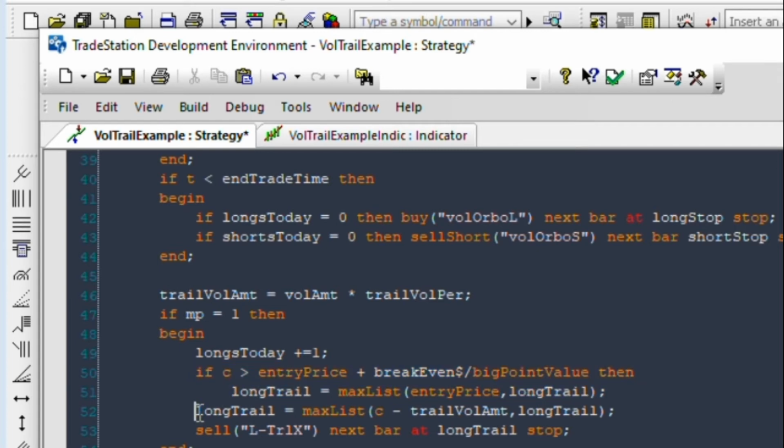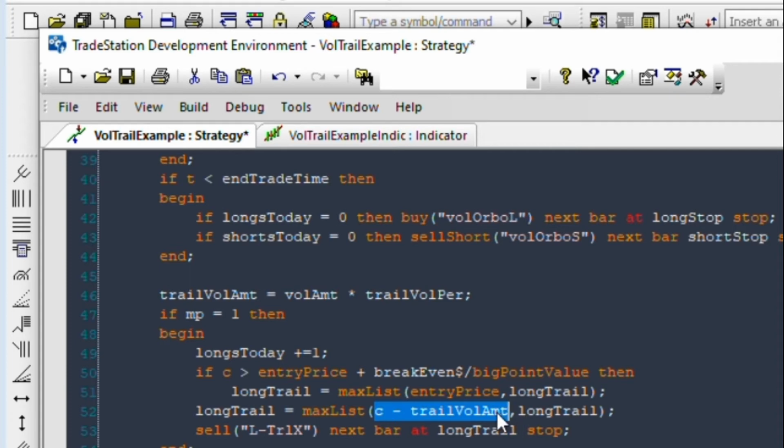I need to have a long trail no matter what. So what I do is I start taking the max list of the close of the prior bar minus the trail vol amount, which is the running volatility amount times a percentage, or the long trail. Initially, long trail is 0. So on the first bar after entry, I go ahead and set the long trail stop. It automatically is set to the close minus the trail vol amount.